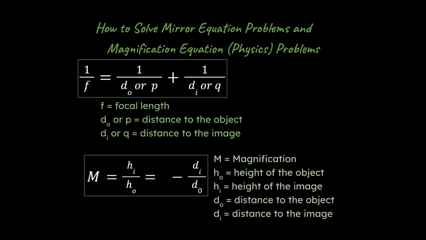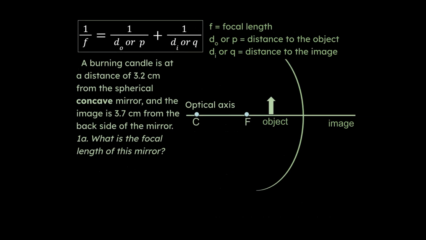Alright, now there is the magnification equation as well. So the only thing that's different here that you haven't seen before is hi and ho. H sub I stands for the height of the image, and H sub O stands for the height of the object. Alright, let's see how to apply these things with a few different problems.